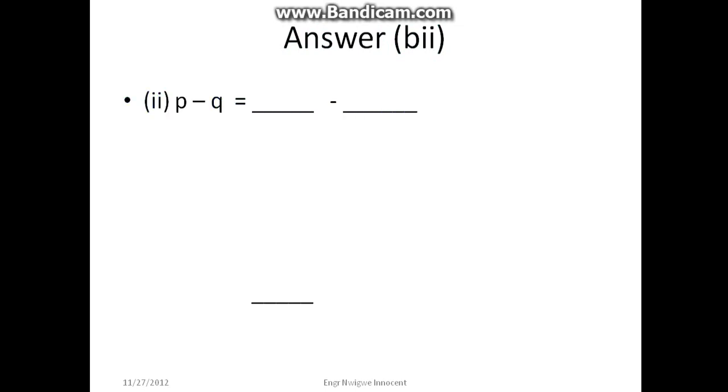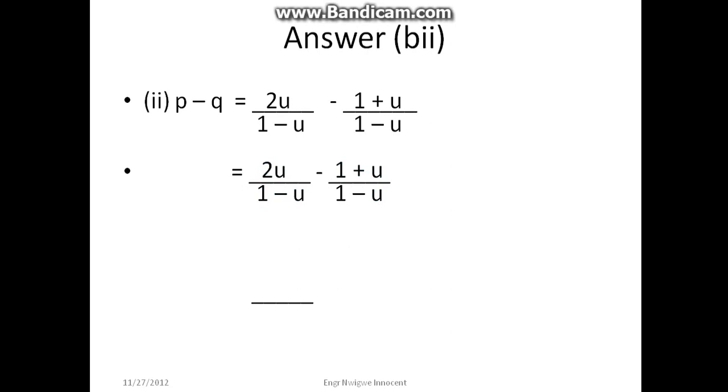Answer b, ii. P minus Q is equal to 2u over 1 minus u, P minus Q is 1 plus u over 1 minus u. We will be having equal to 2u over 1 minus u minus 1 plus u over 1 minus u. The LCM will be, since the 1 minus u are common at the denominator, we now use it to be our LCM.